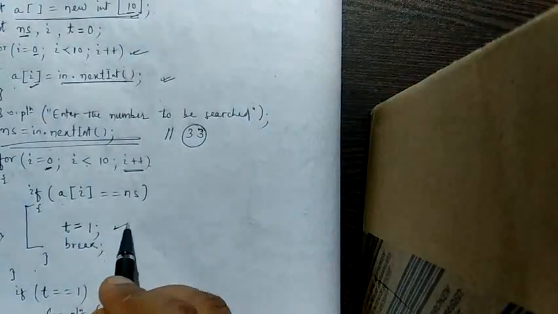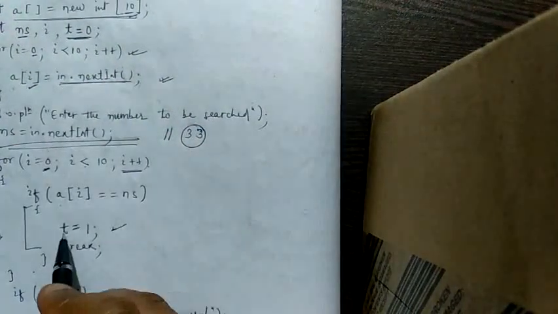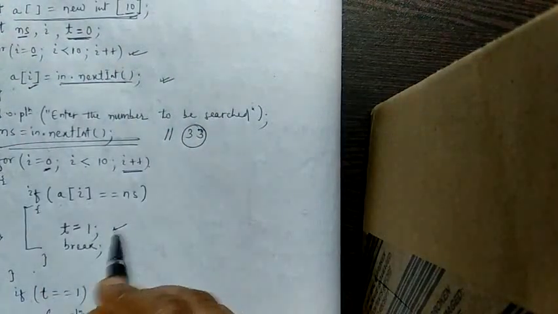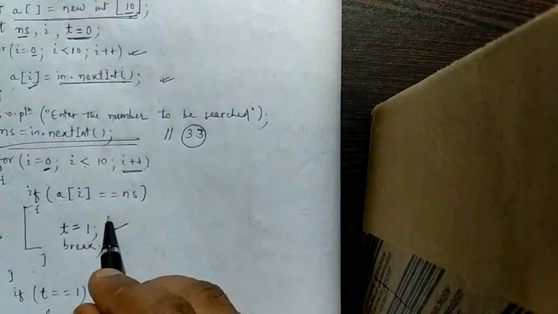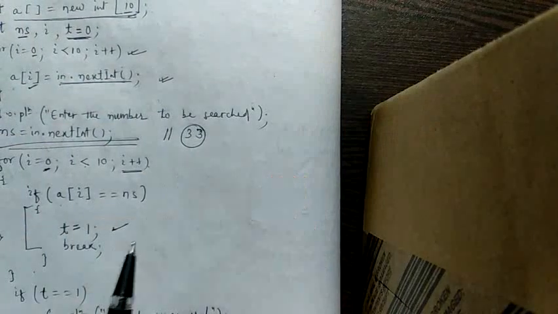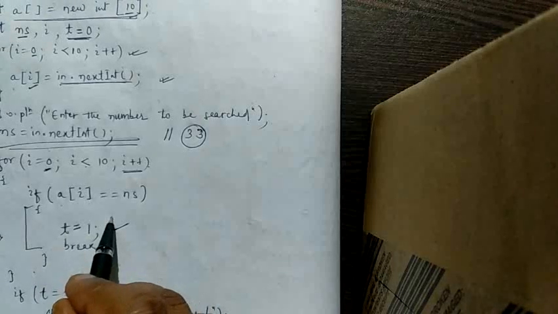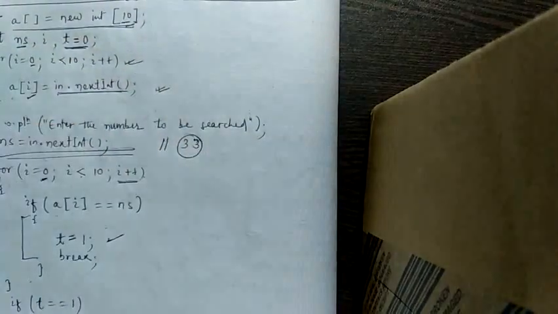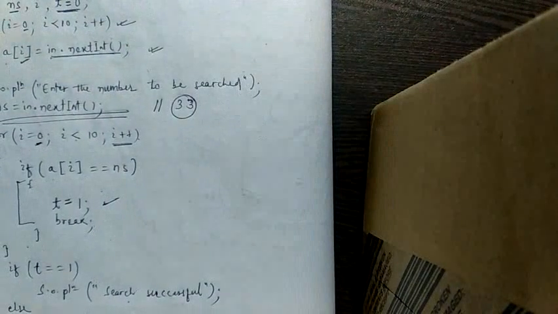In this case, when it matches, t becomes 1. You can see here initially t was 0. This temporary variable we are using to indicate that the number is found. If you do not write this, then what will happen? Suppose the number is found, and instead of writing this, you are printing search successful directly. In the previous 4 cases the number was not found, so it will come to the else part, and it will print search unsuccessful 4 times.